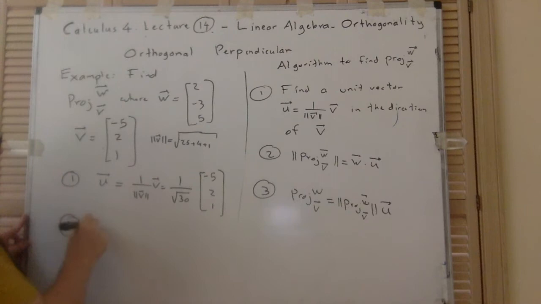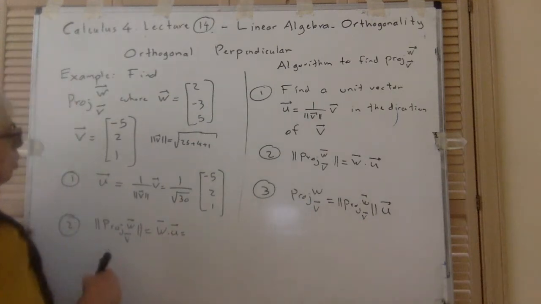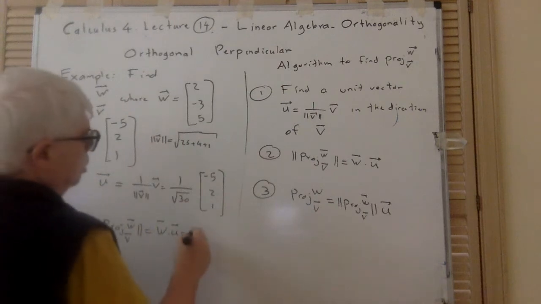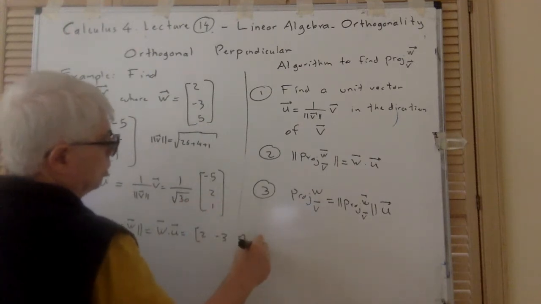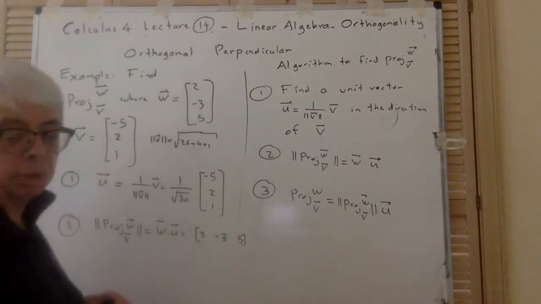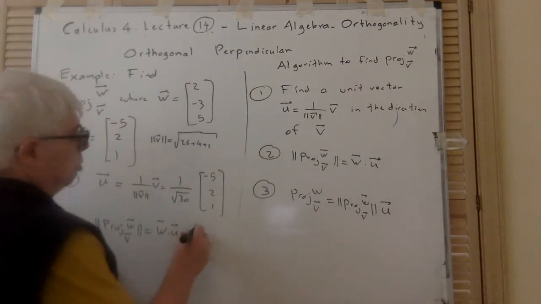Two, the magnitude of the projection is W dot U, so it is W or U dot W, no difference. So it is this dot this. Well, since you don't like that, let's write it like this: (2, -3, 5) times this. But I can write this 1 over the square root of 30, that is like a constant. We can write it outside. So let's write that first. A constant can be written anywhere.